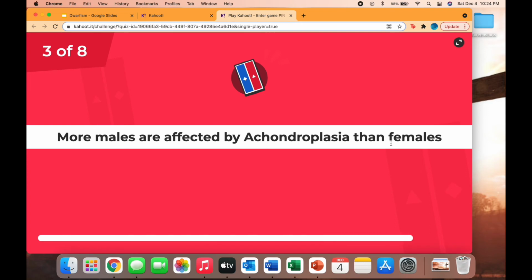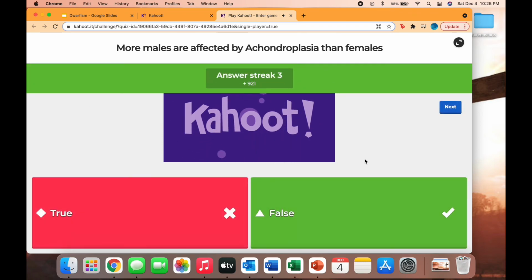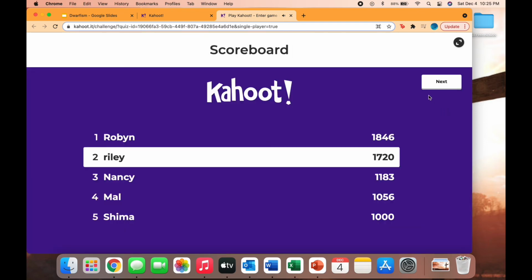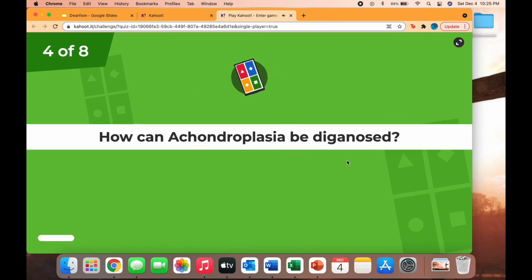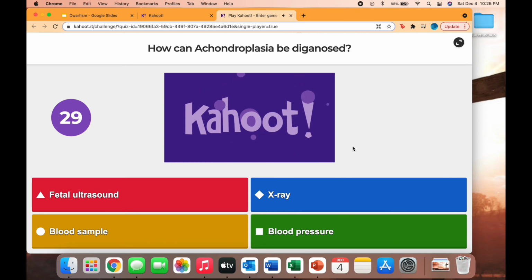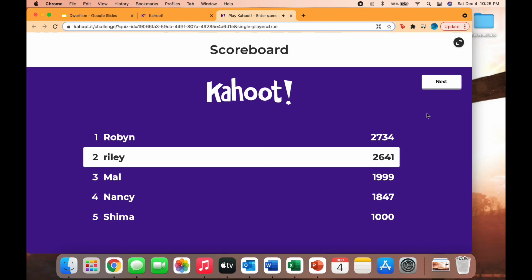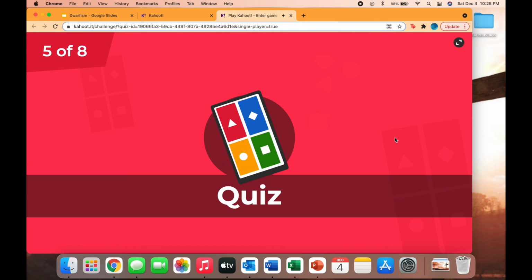More males are affected by achondroplasia than females. Is this true or false? The answer is going to be false because, like we said earlier, females are more affected by achondroplasia. How can achondroplasia be diagnosed? Fetal ultrasound, X-ray, blood sample, blood pressure. Fetal ultrasound is going to be the right answer for this one. Like I said, that's actually one of the most common ways before birth to diagnose achondroplasia.